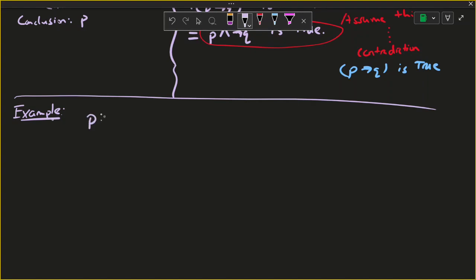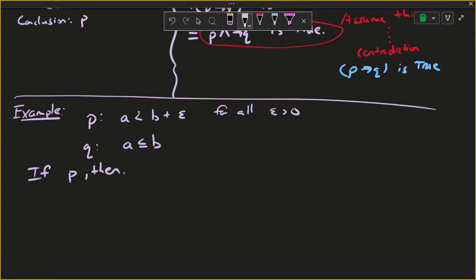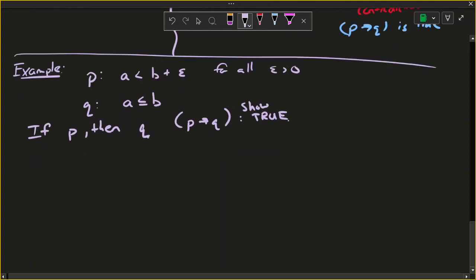This example is out of the book, but it basically says if A is less than B plus epsilon for all epsilon greater than 0, that means A is less than or equal to B. So the book has an if P then Q. Basically, we want to prove that this is true. And in the spirit of this section, we're going to do a proof by contradiction.